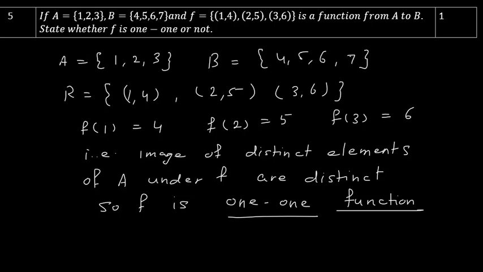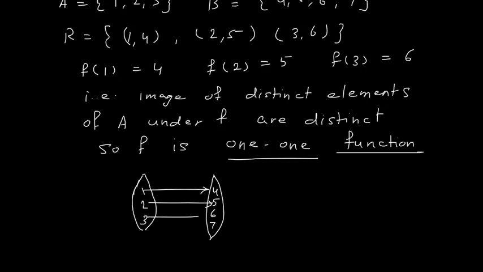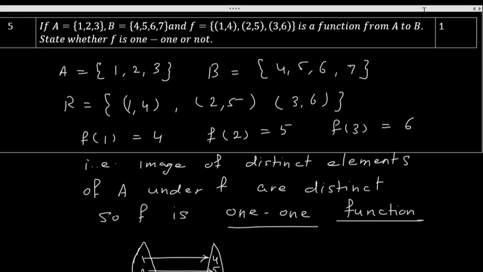If you want, you can show this by a diagram also. Here is your set A in which we have 1, 2, 3, and here we have the elements 4, 5, 6, 7. Now 1 is related with 4, 2 is related with 5 and 3 is related with 6. So this is a 1-1 relation, right? Okay, now let us go to the next question. Fifth question we have done.